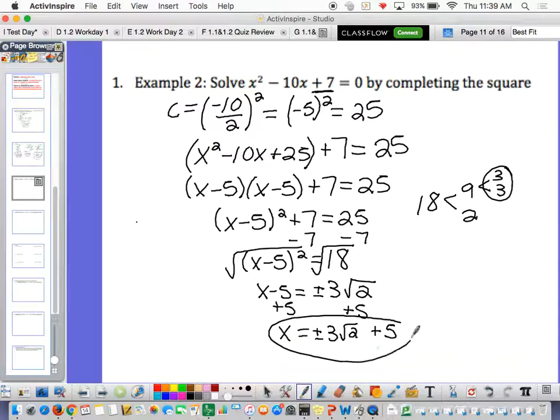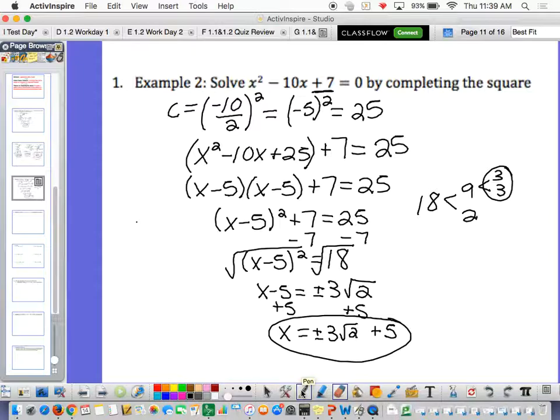Make sure that you watch your handwriting. The 5 is not underneath the radical sign, but what a lot of people do is they'll say 3 square root 2 plus 5, and I'm like, is that 5 underneath? I don't know. So just be careful with your handwriting on something like that. Okay? This is the correct answer.